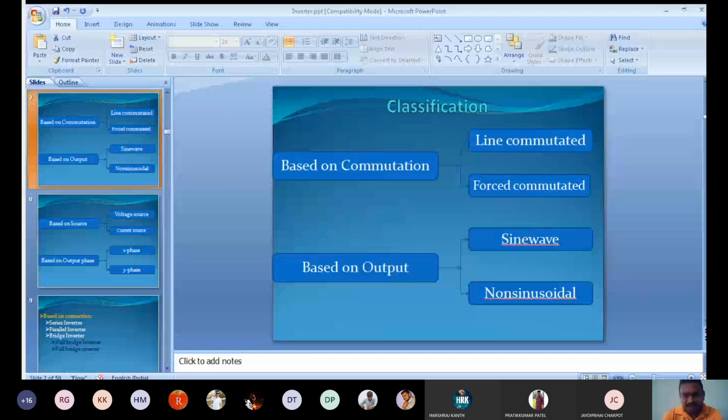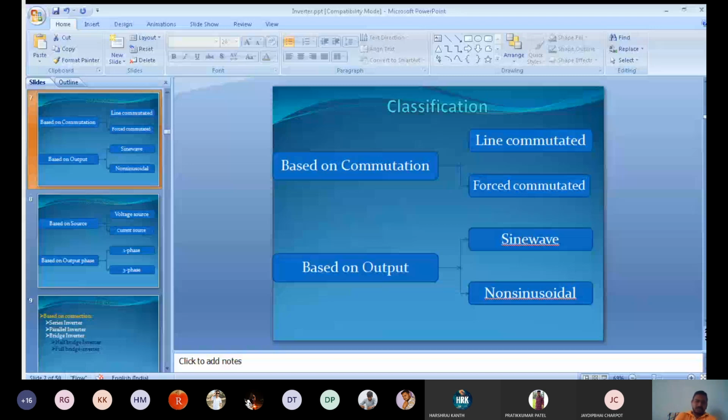So based on commutation, how are we making the power semiconducting devices off? On the basis of commutation, inverters are classified into two categories: line commutated and force commutated. Some inverters use line commutation and some inverters use force commutation. So based on commutation it is classified into two categories, line commutated inverter and force commutated inverter.